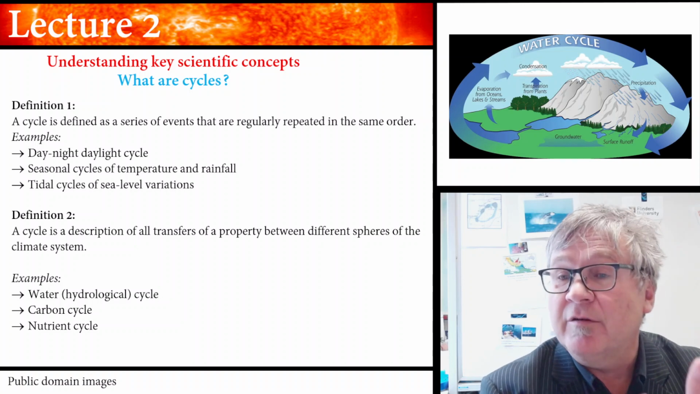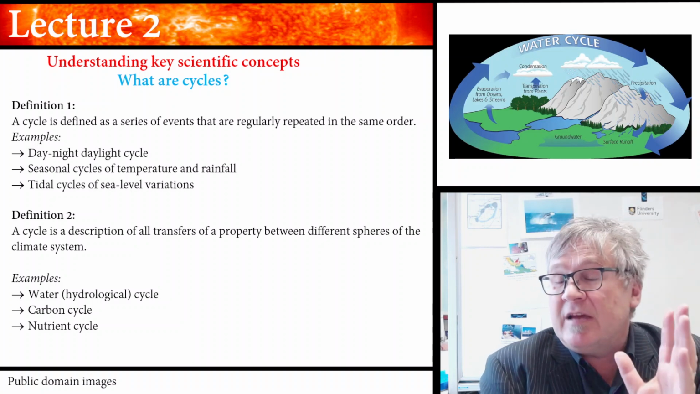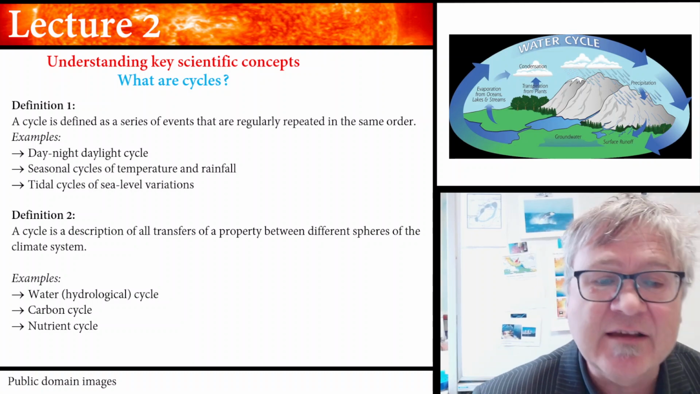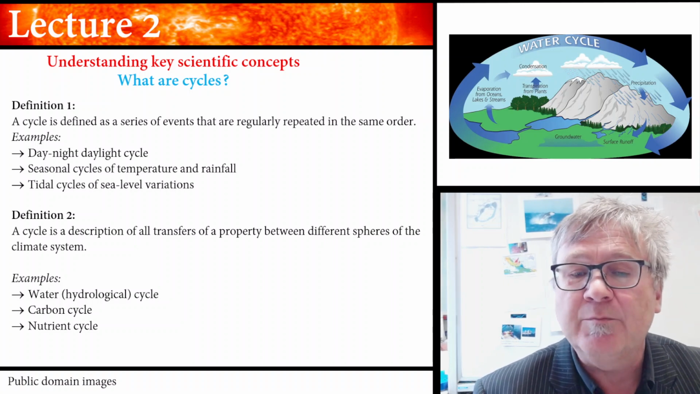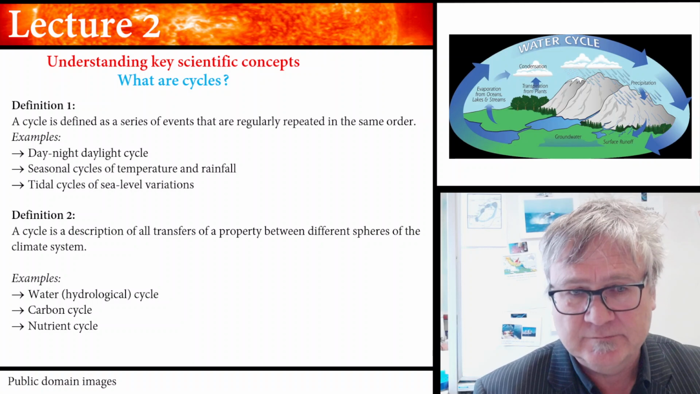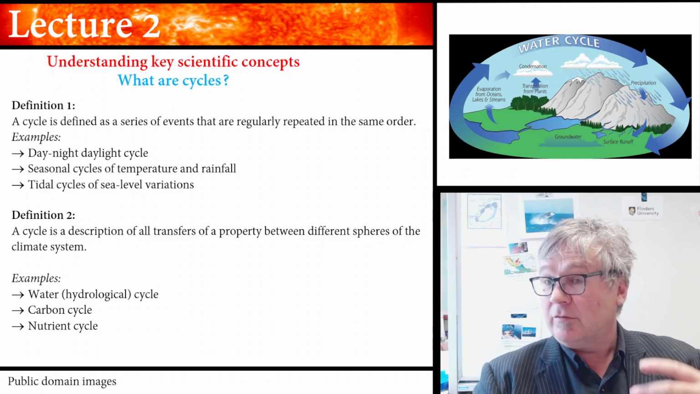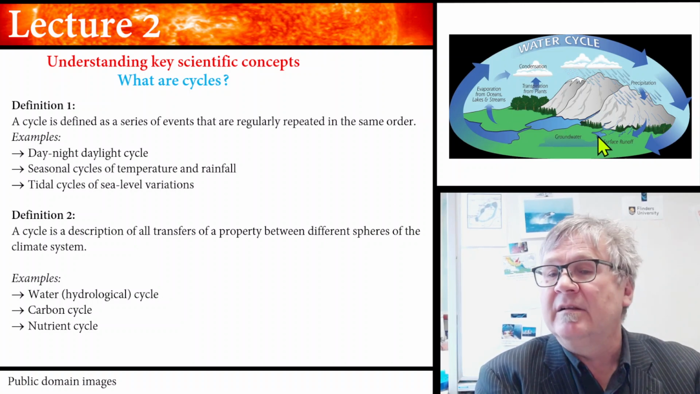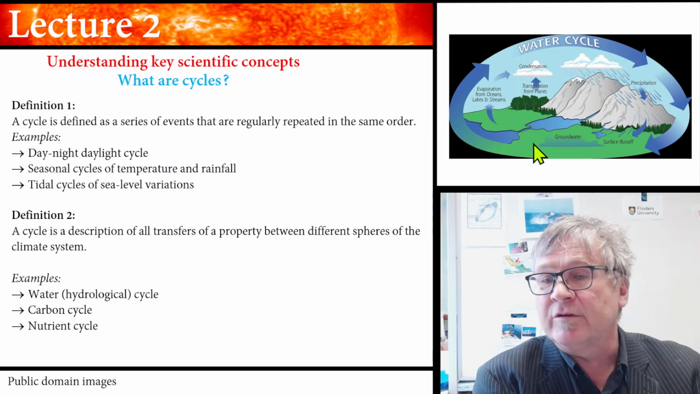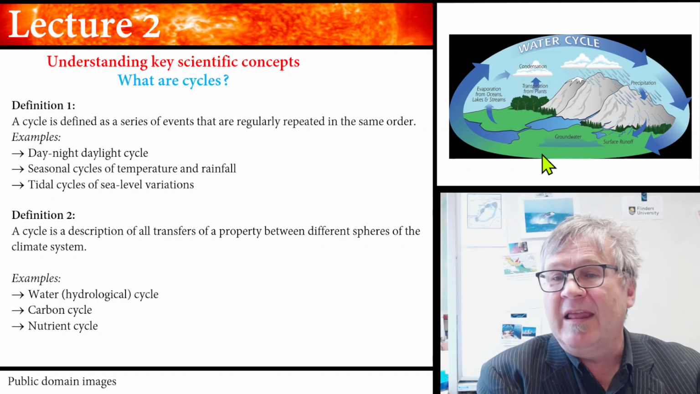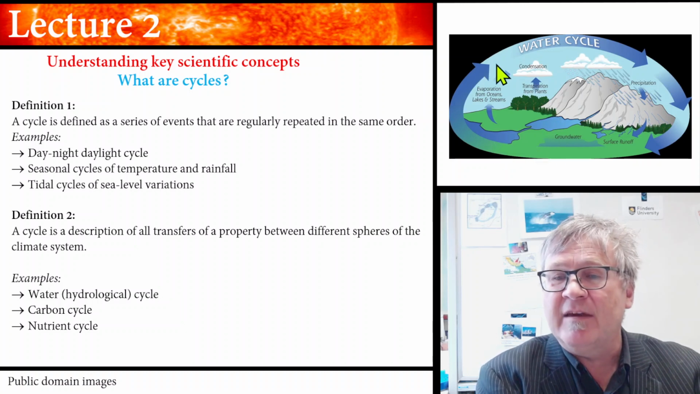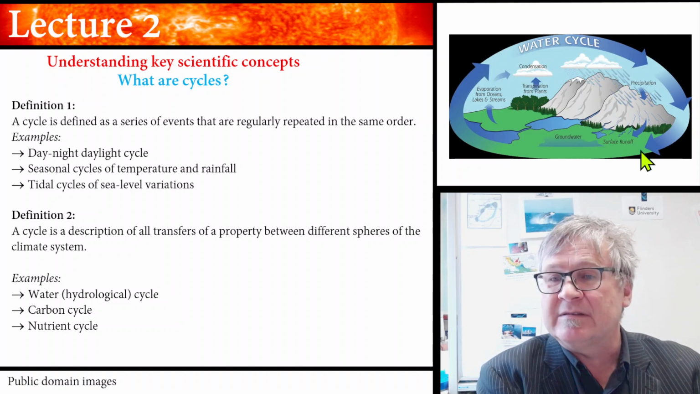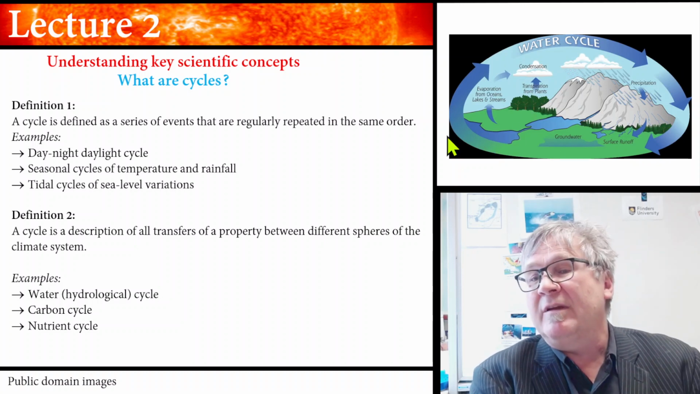The other definition is of a cycle which does not repeat, but which happens all the time. I'll read the definition to you first. A cycle is a description of all transfers of a property between different spheres of the climate system. If you look at the water cycle, above here in my head is a sketch of it. It's the process of transferring water from the ocean, from land surface, from lakes, into the atmosphere, and then it returns through rainfall, and then through streams ending back in the ocean. It's that cyclic connection between the transfer of a property.